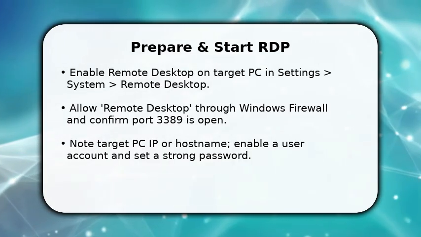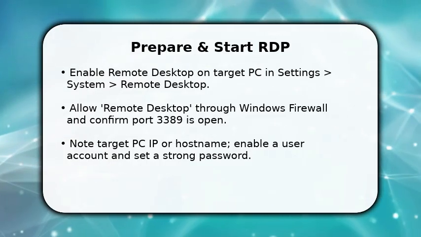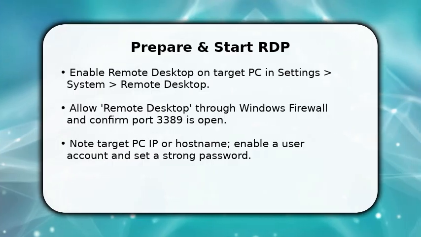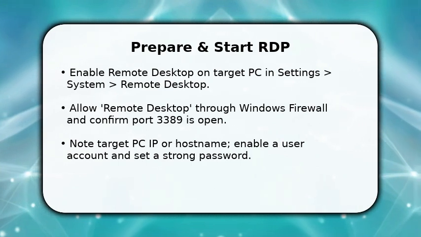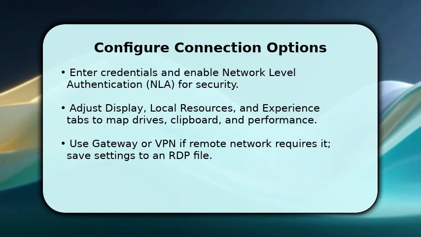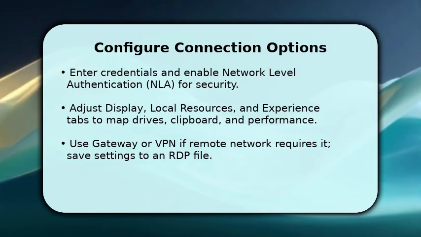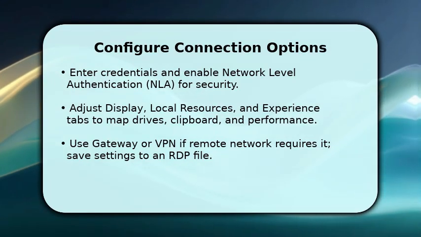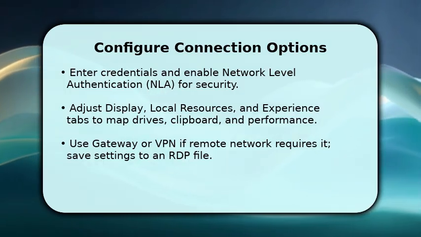Next, find the target PC's IP address or hostname, write it down. Once done, open the remote desktop client on your computer and enter that address to start the connection process. Now you move into configuration to control how the session behaves. Enter the username and password and make sure network-level authentication is enabled for stronger security before the remote desktop initializes.